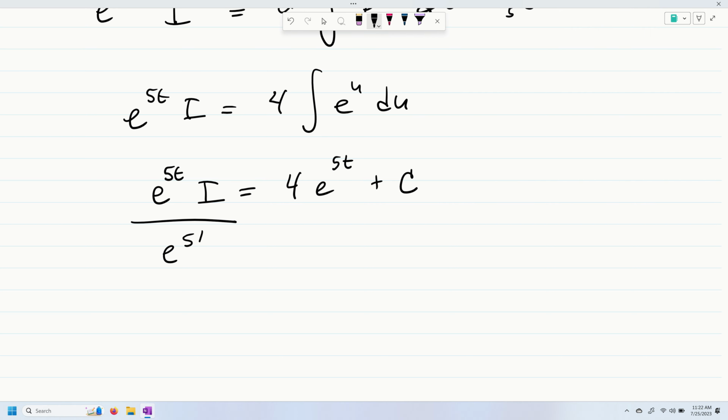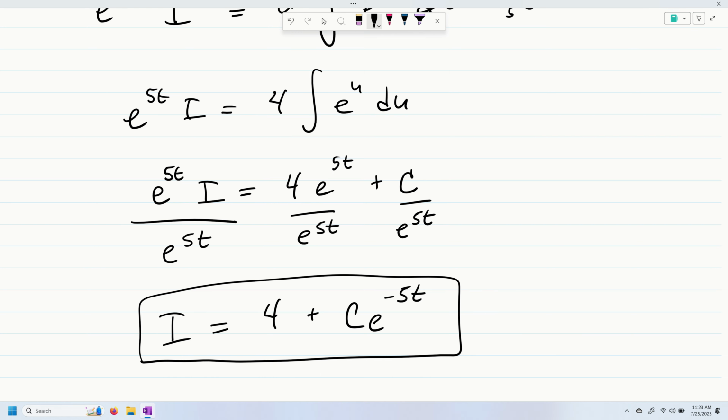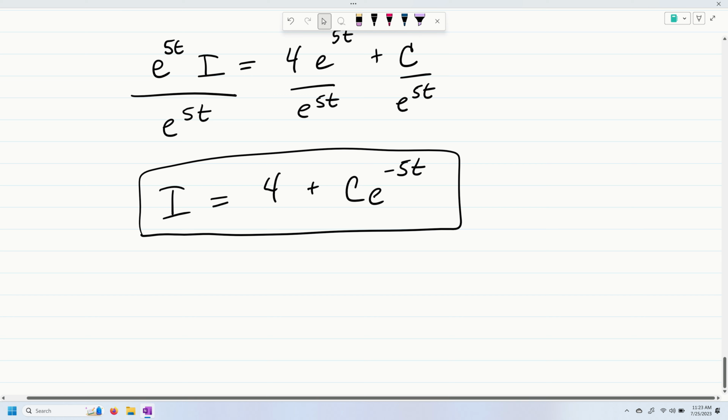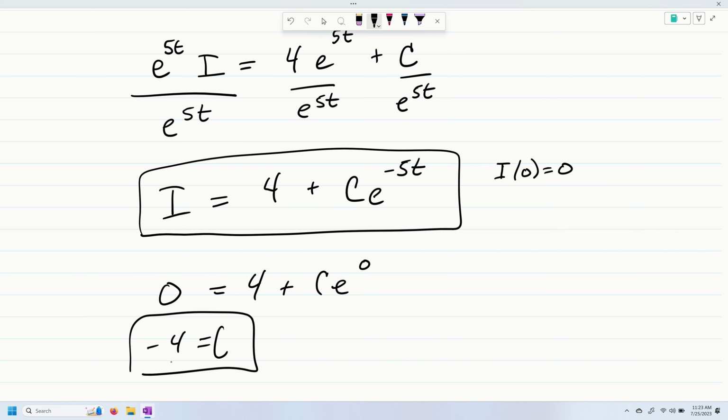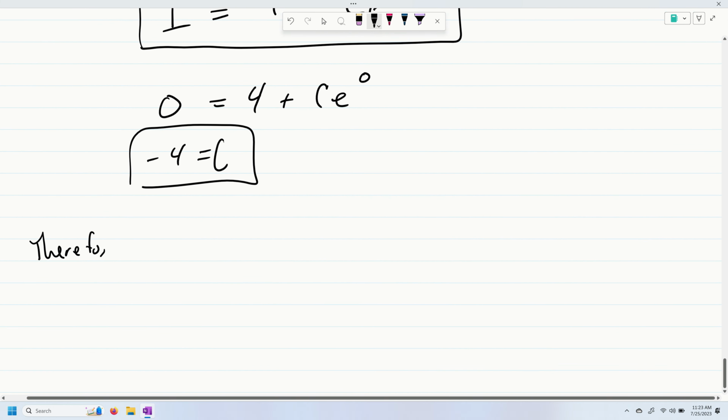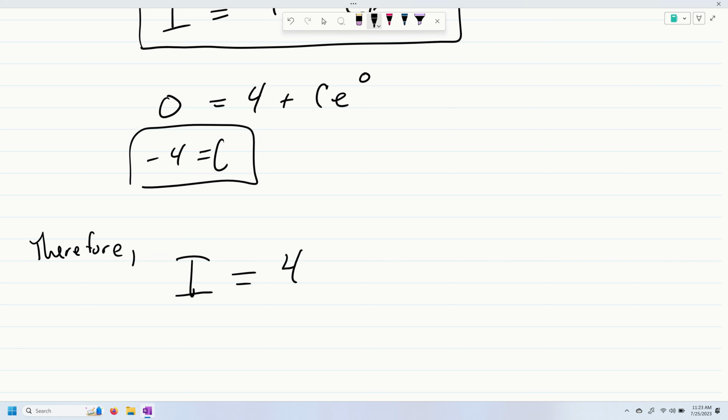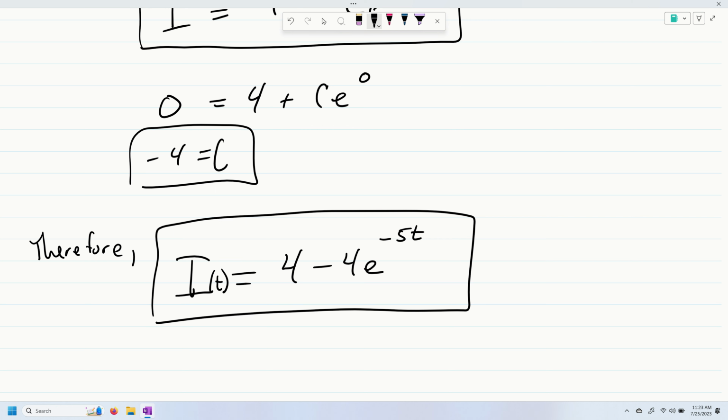Finally, I'm going to divide everything by e to the 5t. So I equals 4 plus c e to the negative 5t. So this is what I of t is, but we do have initial conditions. We know I of 0 equals 0. So substitute in your zeros, and solving for c gives us c equals negative 4. Therefore, I is going to equal 4 minus 4 e to the negative 5t. Okay? So there's our first result there.